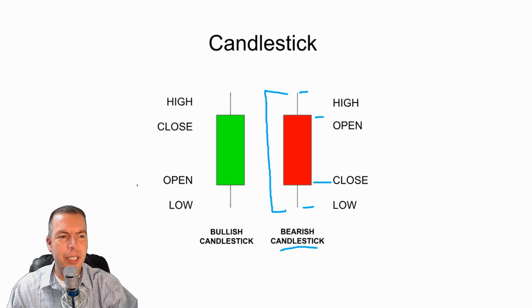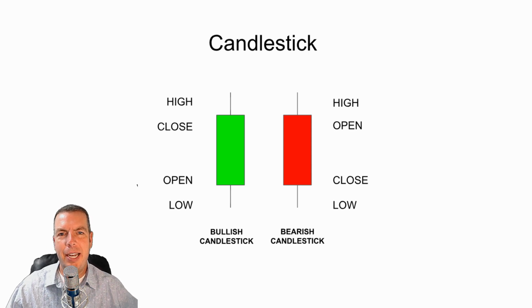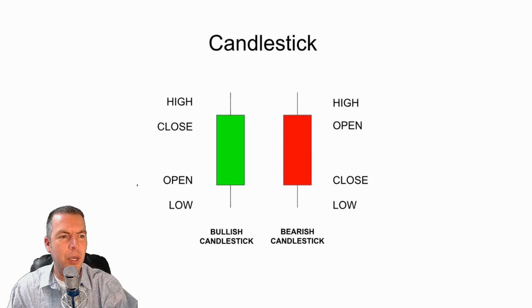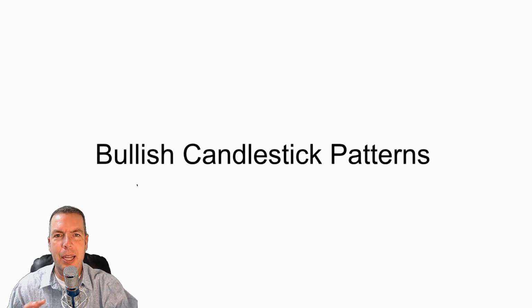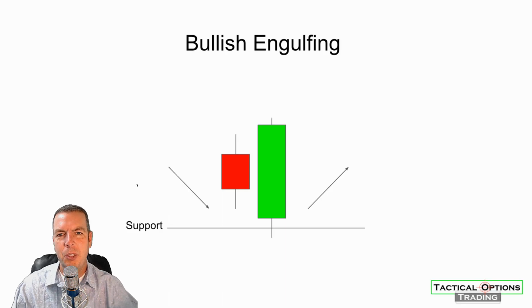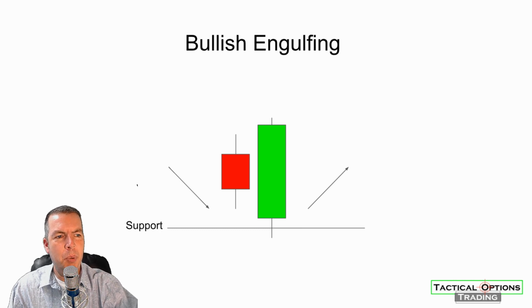So let's take a look at some of these candlesticks in the market and how we can put these two together to form patterns and give us an idea of market sentiment. Let's take a look first at bullish candlestick patterns. What you're looking at here is a bullish engulfing pattern. When we're talking about bullish patterns, we're looking for that stock to come into support and then turn around and rally. So we're coming into the bottom of a downtrend, and we're looking for some indication that that support will hold and trade to the upside.